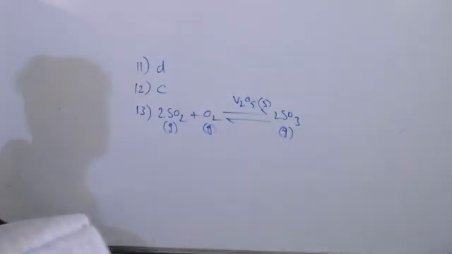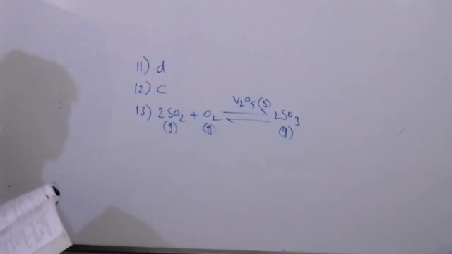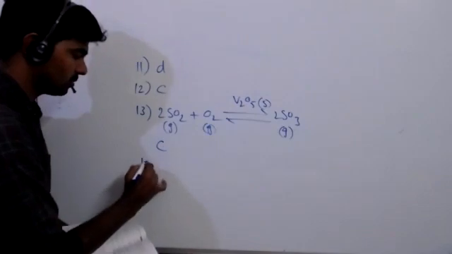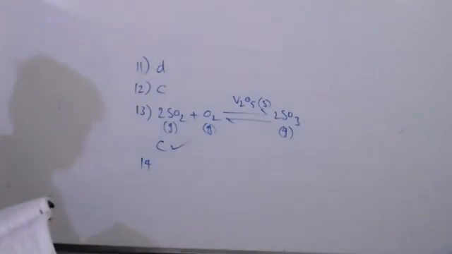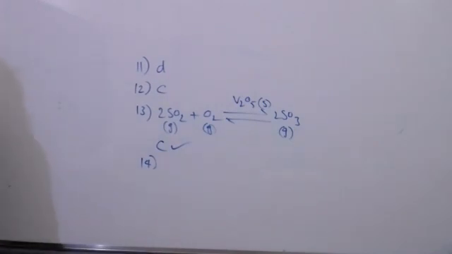Equilibrium is okay, homogeneous equilibrium, but here the question asks for an example of heterogeneous catalysis. C is correct. Sir, but they didn't say the state of V2O5. V2O5, vanadium pentoxide, that is solid, no?